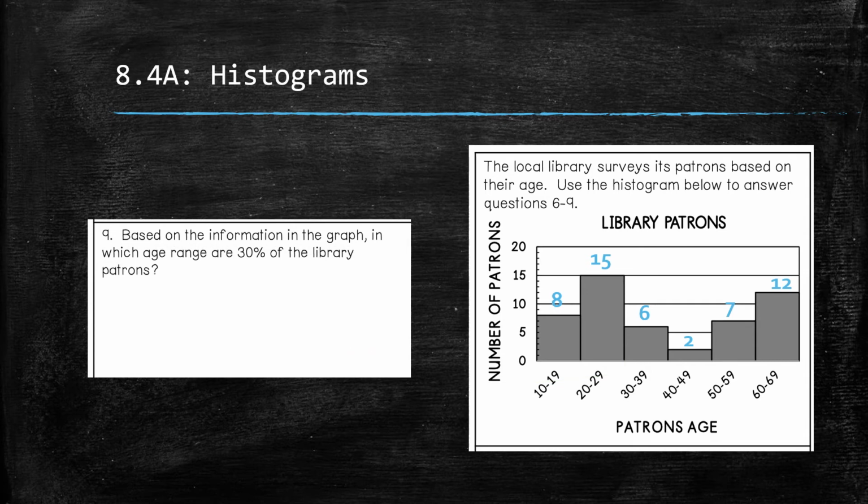Based on the information in the graph, which age range are 30% of the library's patrons? So I'm going to determine which interval is 30%. And I can rule out a couple just based on size. I know this one's not going to be 30%, and these probably won't be 30%.